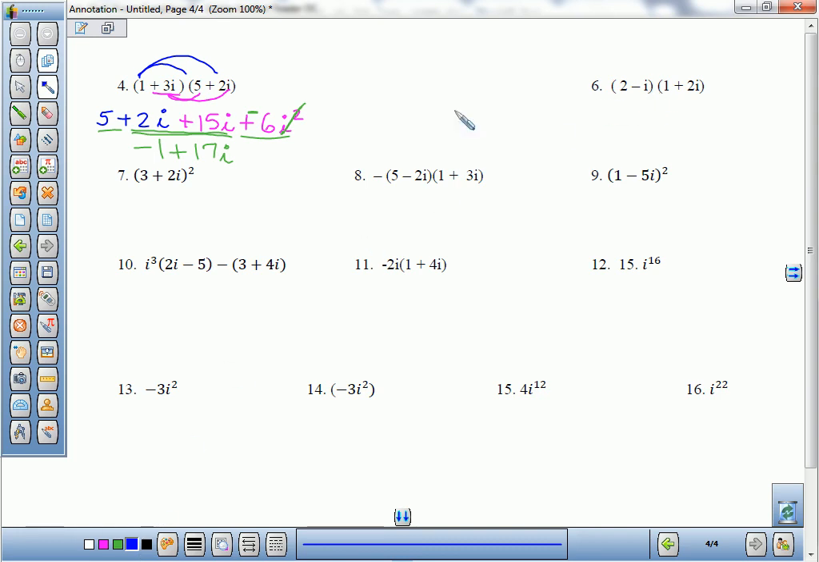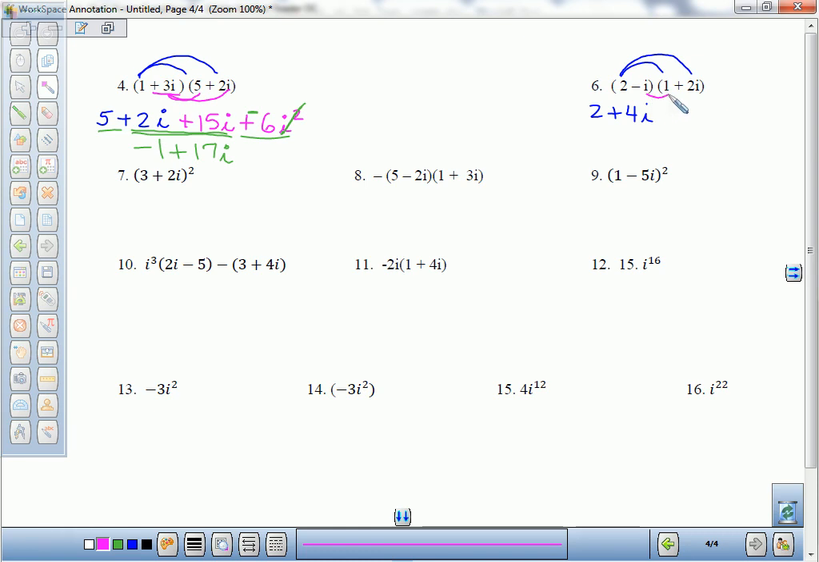Alright, so number 6 is just like number 4. It's a complex times a complex. So once again, we'll distribute. We distribute the 2 through here. And what does that give you? 2 plus 4i.